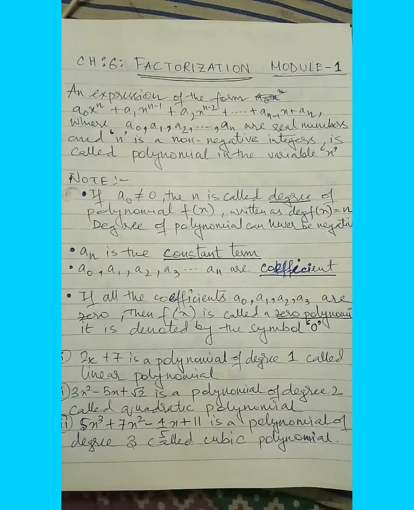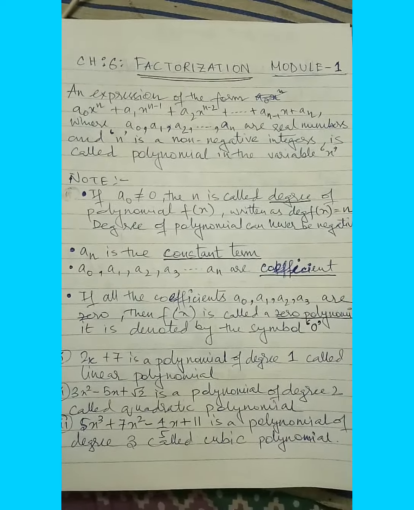See, this is 5x cube plus 7x square minus 4 by x plus 11. This is also called a polynomial. In this part of polynomials, the power of x should be a whole number. The power of x should be a whole number.